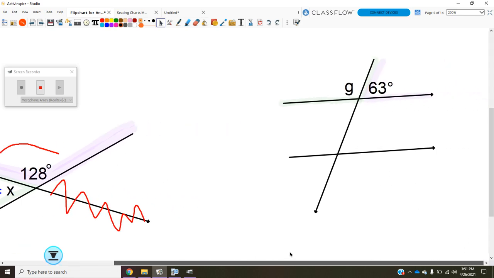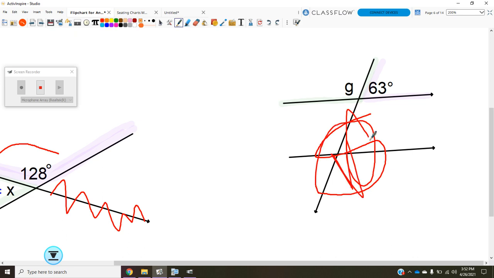And in this diagram, a whole bunch of this is a distraction. We don't really need to see any of that to find G. This is the only part of the diagram that's labeled. Same strategy, 180 minus 63. So go ahead and find G.